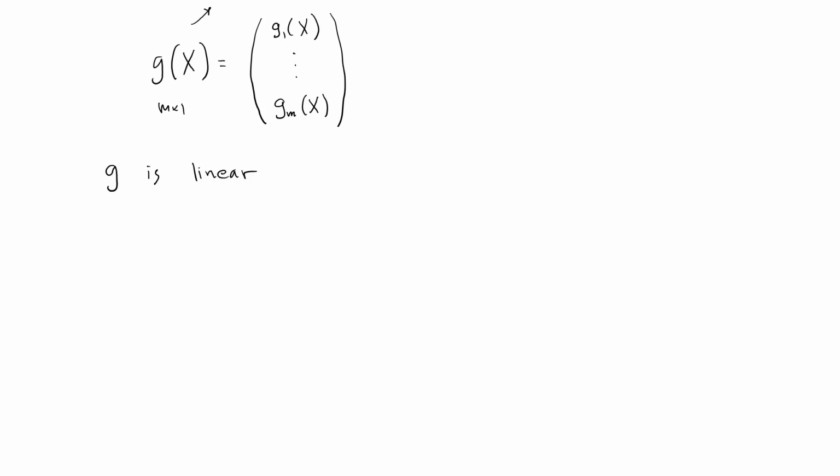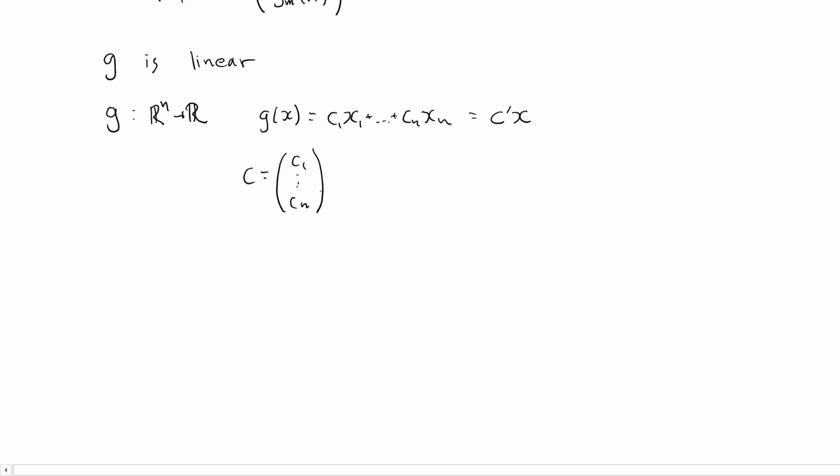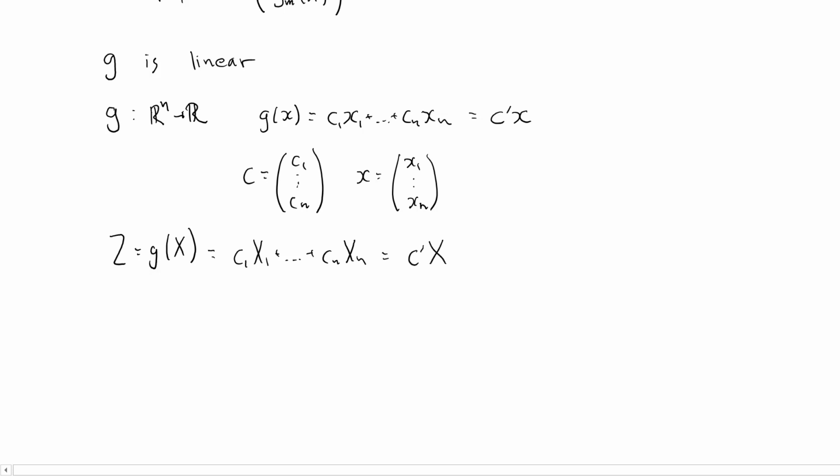The most important case when we do functions of random vectors is the case when g is linear. If we begin with the case where g is a linear function from Rn to R, then we can write g of x as some constant c1 times x1 plus all the way to plus cn times xn. And in vector notation, we can write this as c transpose multiplied by x, where c is the vector containing all the constants, and x is the vector with all the variables. If you plug a random vector into a linear function, this becomes c1 x1 plus all the way to cn xn, which we can then write as c prime x. We should always recognize this expression, c prime x, as a linear function of the random variables in X.